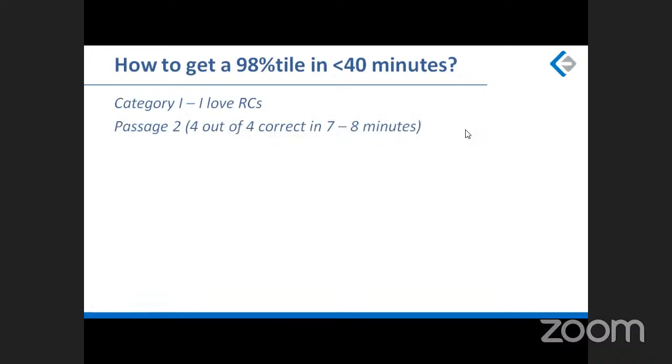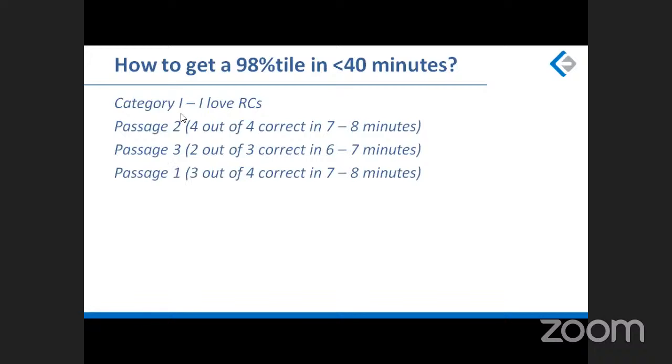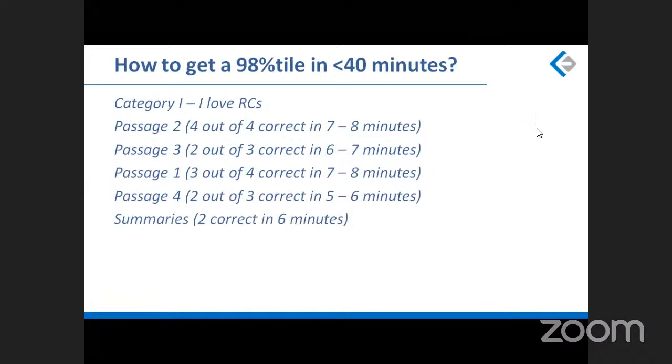Category 1, I love passages. People who love passages would have taken this sequence, started with passage 2, because it was a moderate passage. It's the first thing that you do on RCs. You have to get 4 out of 4 correct. Then you go to passage 3, you attempt 3 questions and get me 2 correct. Why? Because that was the passage where there was a tricky question at the end.